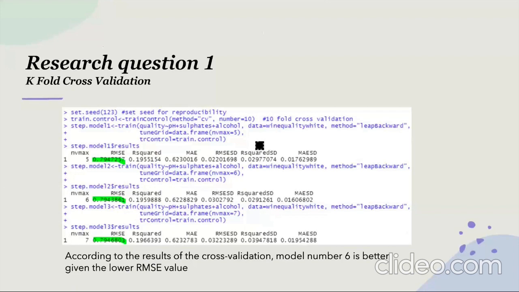And for the k-fold cross-validation, based on the results shown above, model number 6 is better given the lower RMSE value.